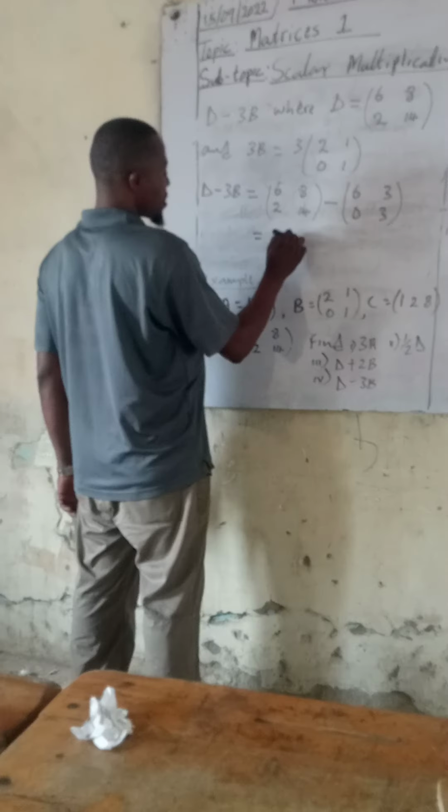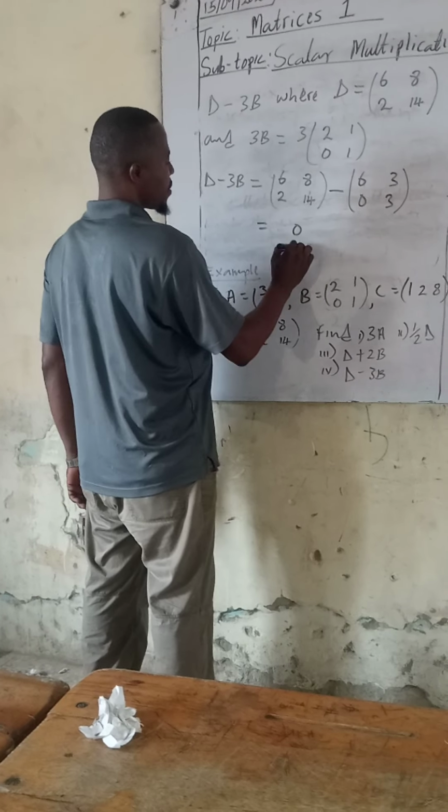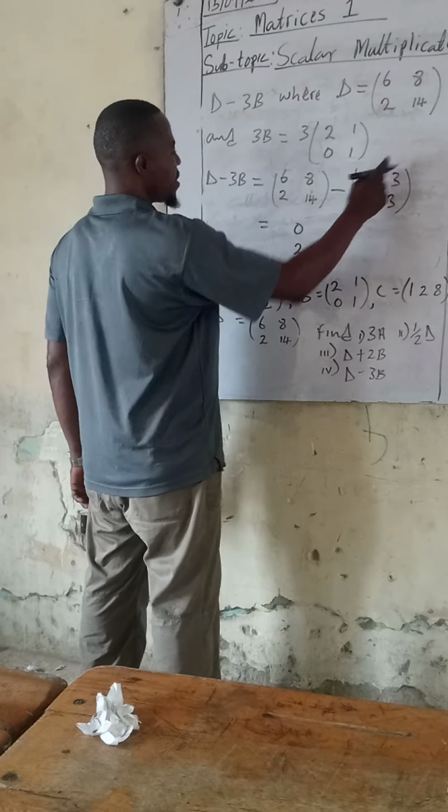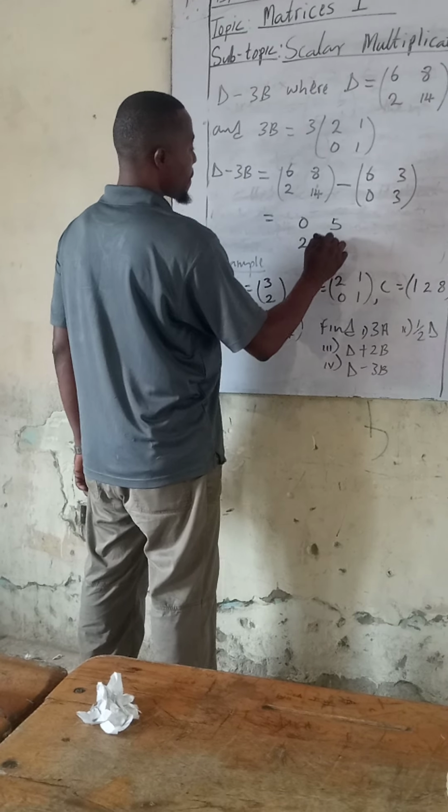So as we now have it, we'll minus it. 6 minus 6, 0. 2 minus 0, 2. 8 minus 3, 5. 14 minus 3, 11.